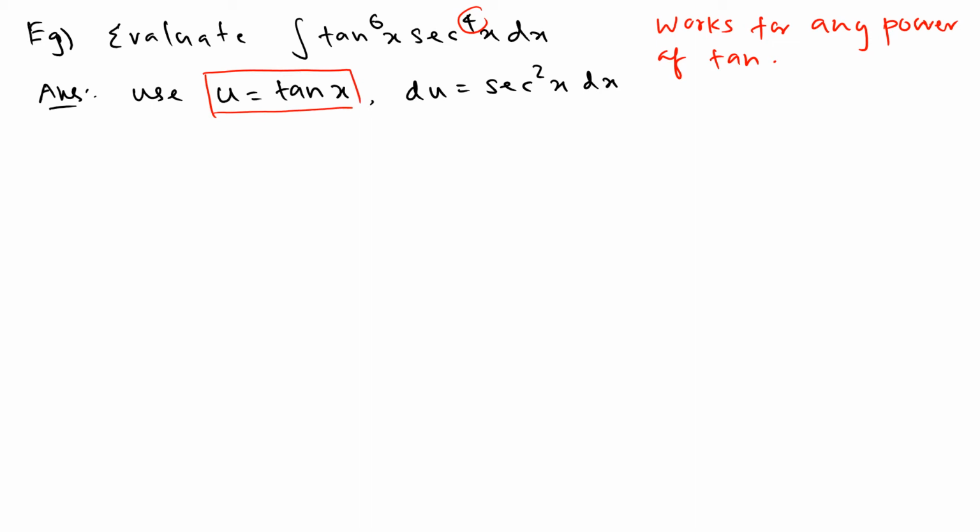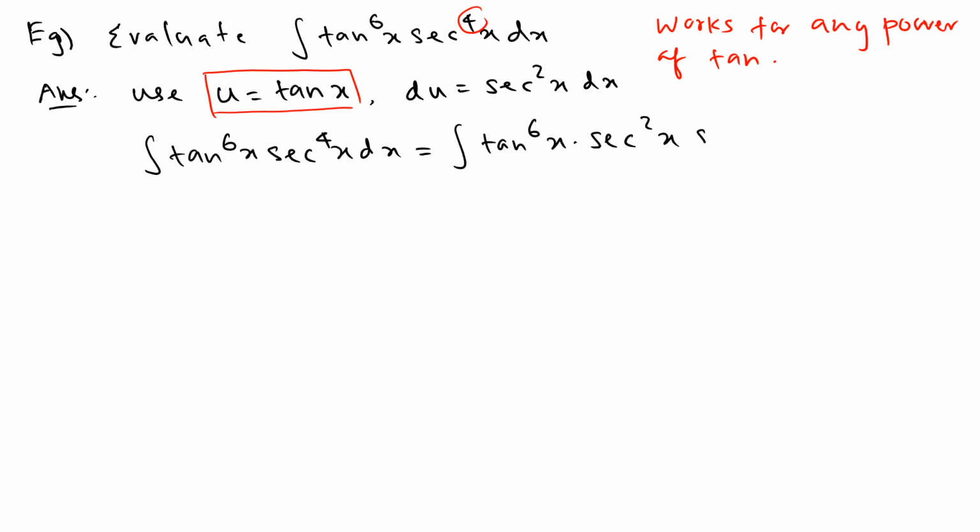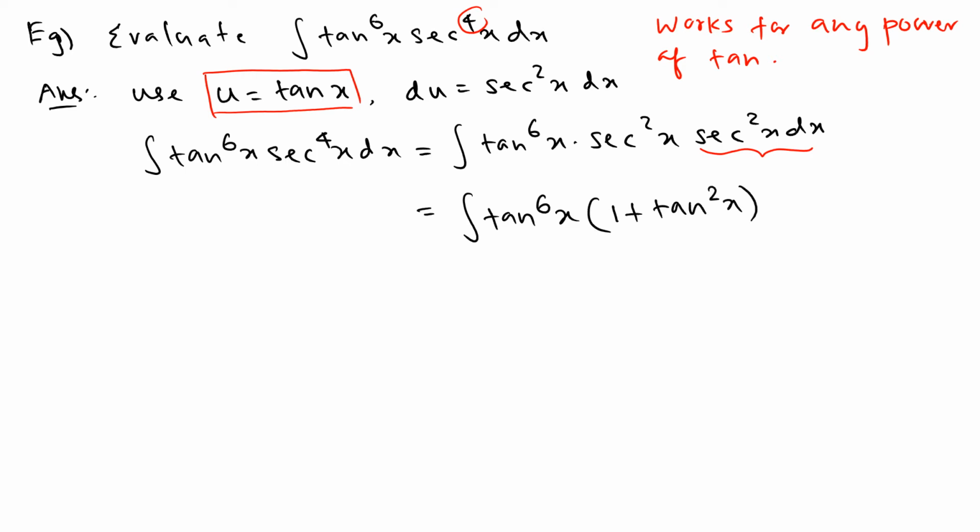What we're going to do is factor out secant squared, and do the problem like this. We have tan 6x secant 4x dx. We leave tan 6x, and factor out secant squared x dx. That's for the derivative part, so we don't touch that. The rest of the integral we can write using tangent. So this is tan 6x, and secant squared is 1 plus tan squared x, and we leave this one.